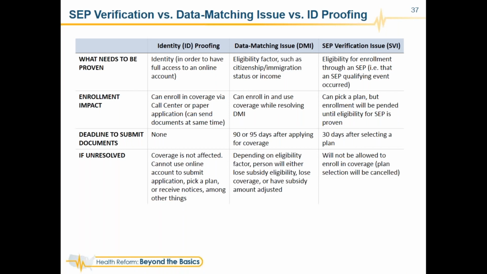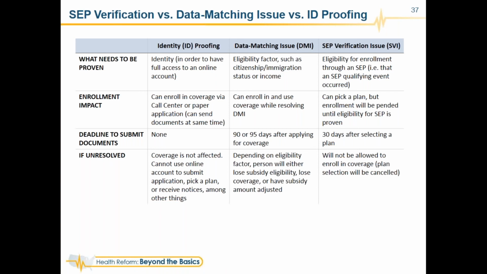It's a lot to keep track of, and it will understandably be confusing to some consumers. Indeed, we've already known that just having identity proofing and citizenship and immigration DMIs and being requested for documents for both of those things have already confused a lot of consumers in the past. And important to note that sometimes, to make it even a little bit more confusing, just in that one example that I used of an identity proofing and immigration or citizenship DMI, sometimes the same documents can be used to prove both of those things.